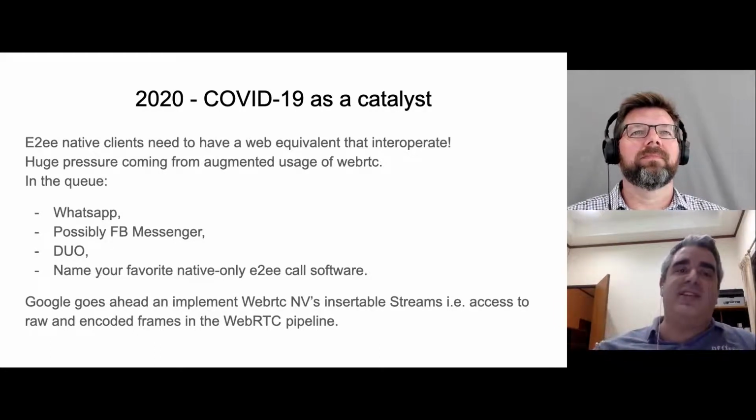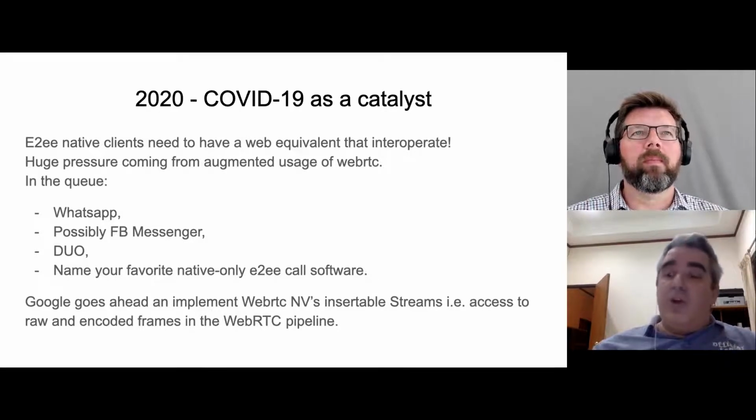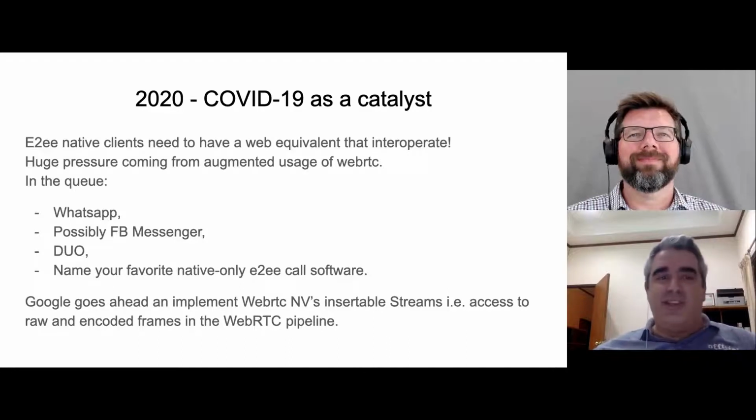So under the pressure of getting a web app that would have end-to-end encryption to be the equivalent of the existing native clients, Google went ahead and implemented the WebRTC NV API that allows to access the raw media frame, and the encoded frame, right? So we don't know who put most pressure on them, whether it's WhatsApp or Facebook Messenger, Duo. You can name almost any native-only end-to-end encrypted call software today that will enable them to have a web application.